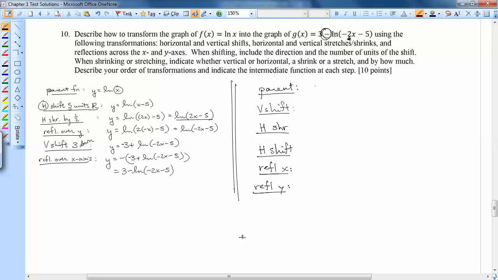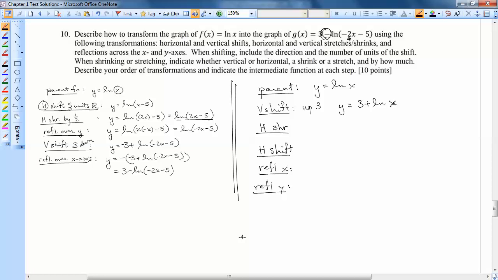So the parent function, y equals ln of x. Then I'm going to shift it vertically, and maybe I'm going to guess the wrong direction. I don't know. So let's just say shift up 3, right? So then y is going to be 3 plus ln of x. Now, if you get good at looking ahead or deciding what order to do, you're going to find out that I'm doing this backwards. I'm going to have to change that later on. But maybe you don't see it, so we'll just trial and error it.